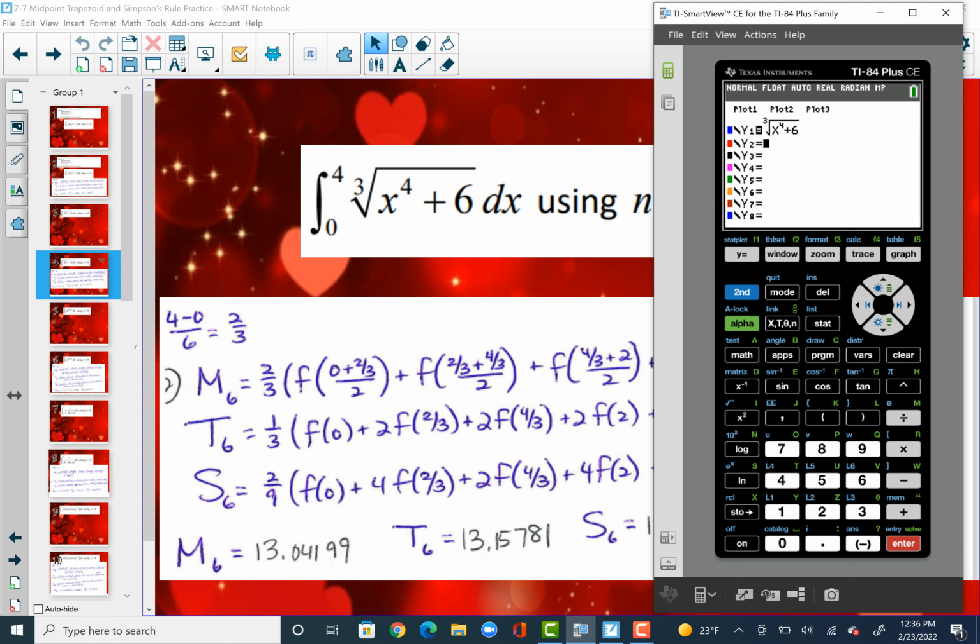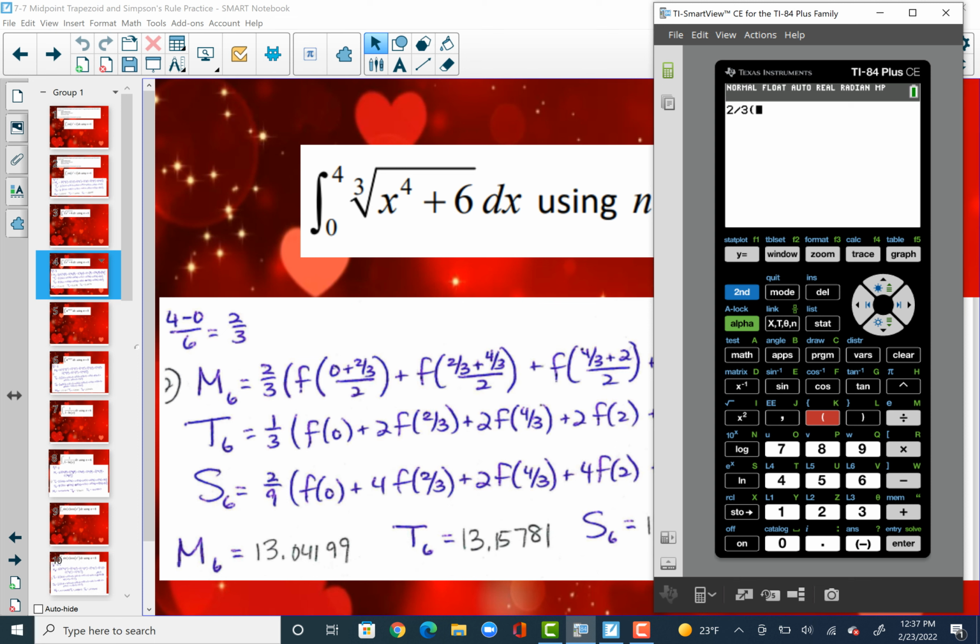So that's in y1. So now I'm going to go to second and mode, which will quit. This will get me back to the screen where I can type in what I need to type in. And I'm going to first start off with the midpoint rule. So for the midpoint rule, I'm going to type in 2/3 because that's our delta x for this problem. In parentheses, I'm now going to put in the function. So the function, remember, is in y1.